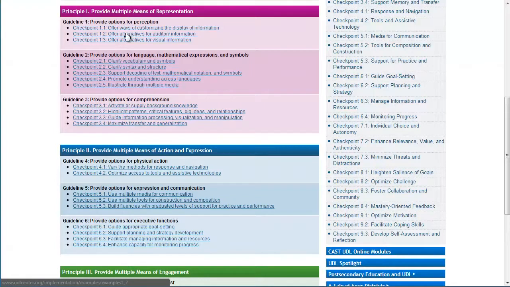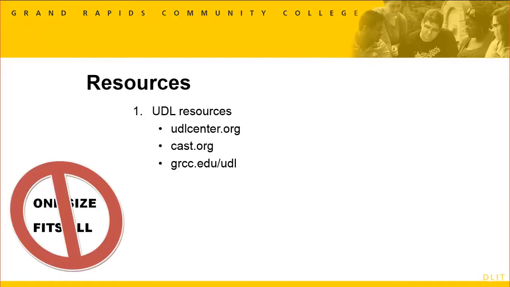This web page includes the 3 parts I just highlighted: representation, action and expression, and engagement. Notice each of the 3 parts has several links. These links provide resources and numerous practical examples to help you implement UDL in your classroom. CAST, Center for Applied Special Technologies, a nonprofit organization that focuses on UDL, is another excellent resource to learn more.